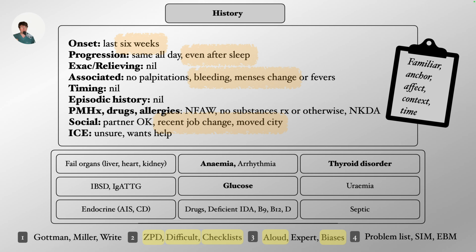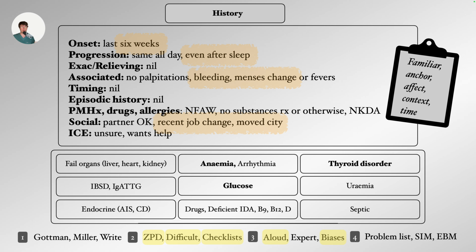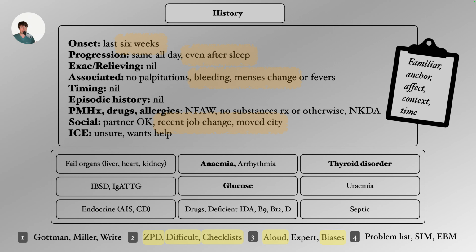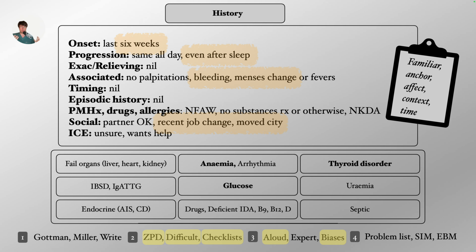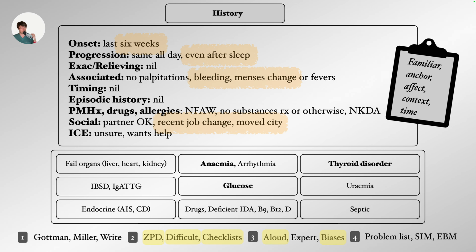Familiarity. Have I seen a couple of women in their mid-20s who've been tired recently? Am I focusing on something a little bit too quickly? Am I anchoring onto things based on these heuristics? What is my affect at the moment? Are we calm? Are we okay?